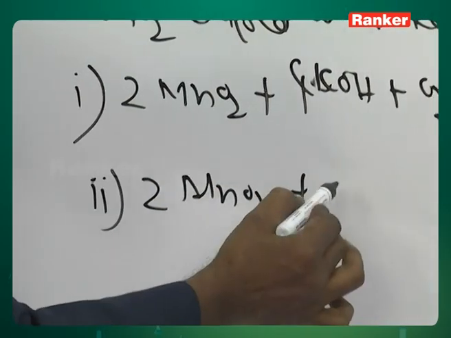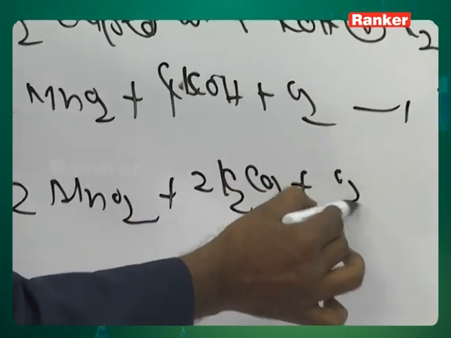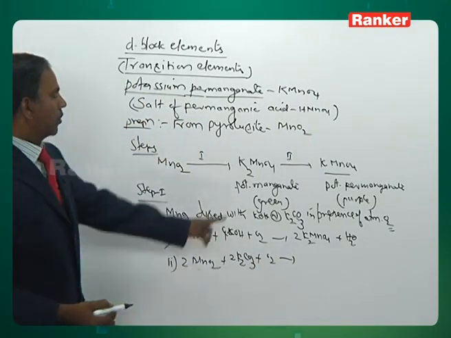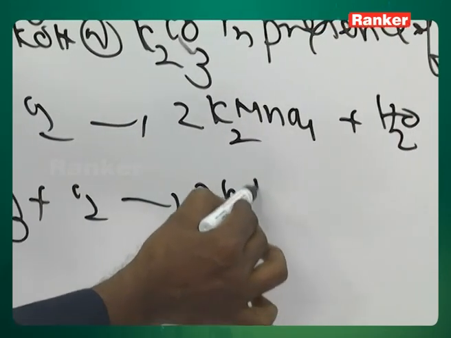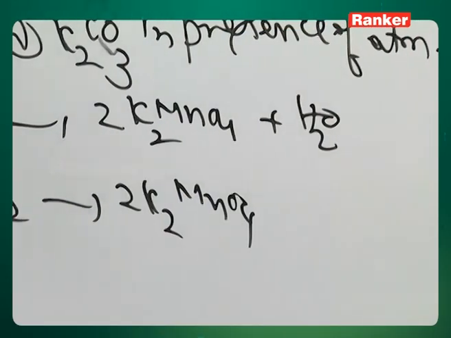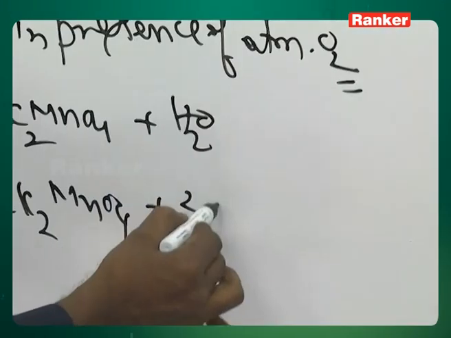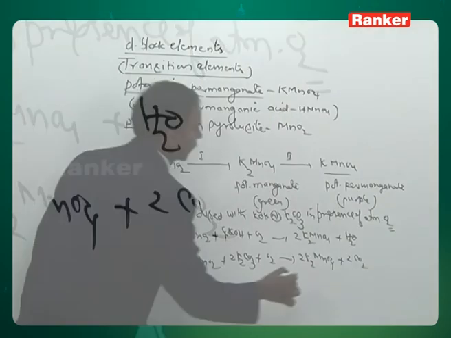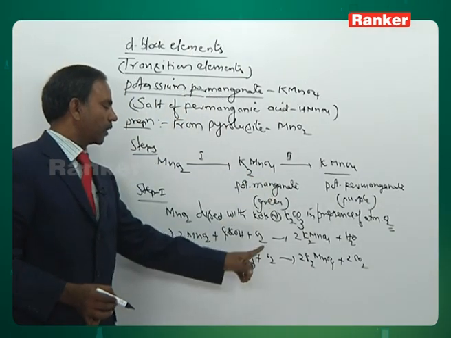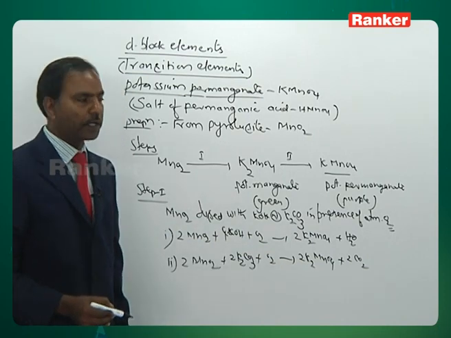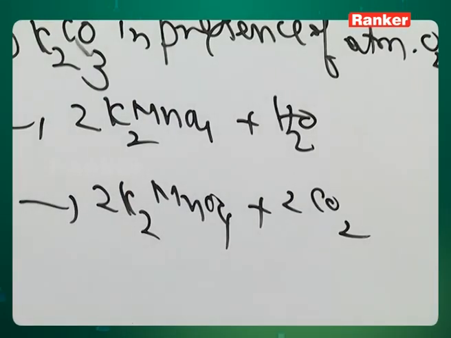Second way of conversion of pyrolusite to potassium manganate: similarly, 2MnO2 plus 2K2CO3 in presence of oxygen. Again you are getting potassium manganate, 2K2MnO4, plus 2CO2. Like this, in the first step pyrolusite is converted to potassium manganate. Next, potassium manganate is converted into potassium permanganate.